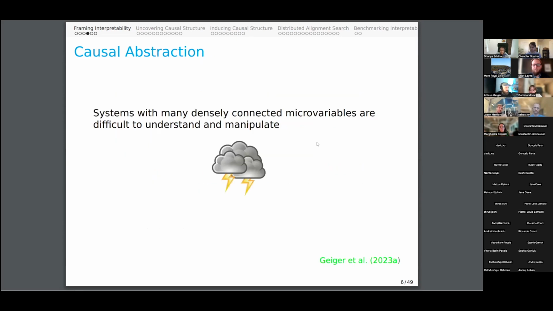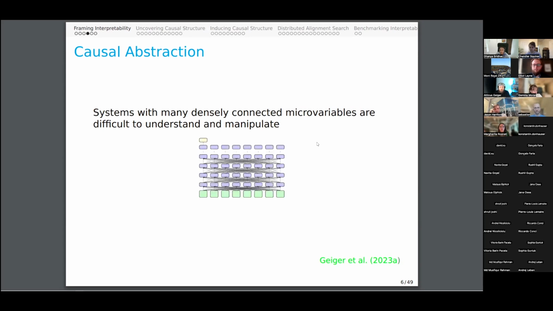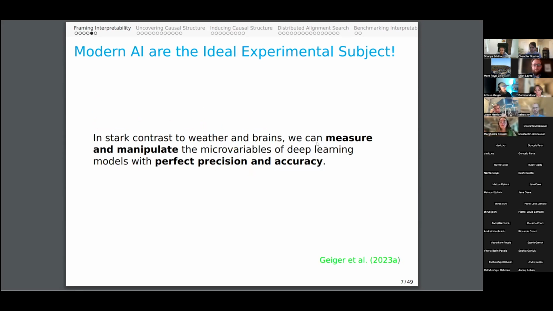Originally, causal abstraction has origins in weather data analysis. Frederick Eberhardt does causal feature learning on all sorts of brain data. And all my work is on artificial neural networks. So what is causal abstraction in a layman's sentence? It's the process of aggregating or simplifying a system with a bunch of micro variables into a simpler system with a small number of macro variables. That's essentially what we mean when we're talking about abstraction.